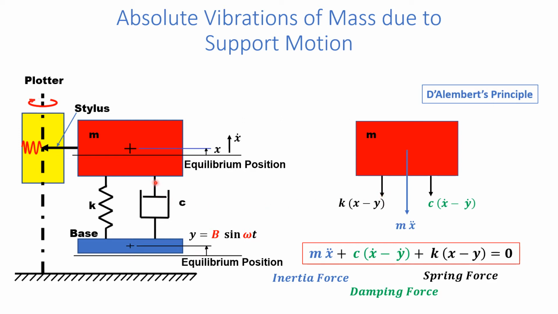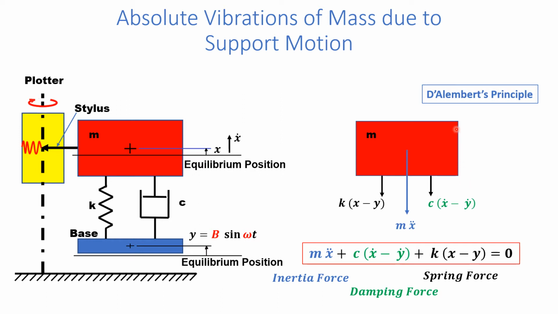Similarly, the relative difference between the velocity of the point attached to the mass, x dot, and the base velocity, y dot, multiplied by c gives us the damping force. If x dot is greater than y dot, then this is also opposing the movement. Let this be the case.